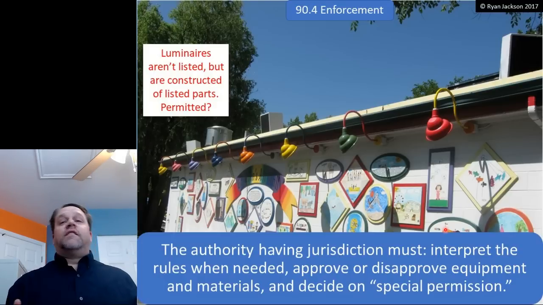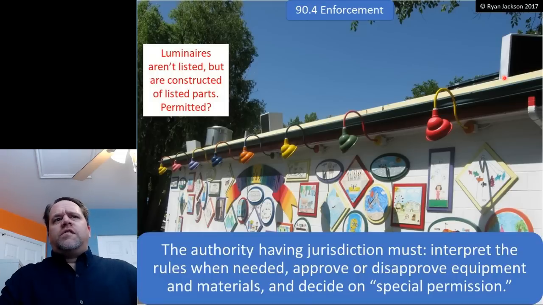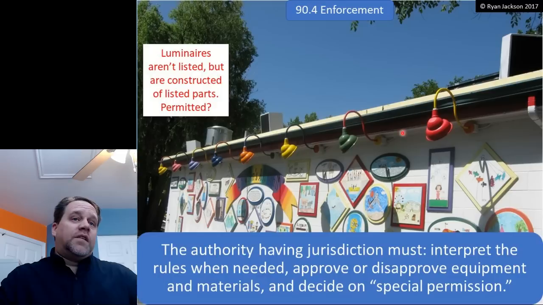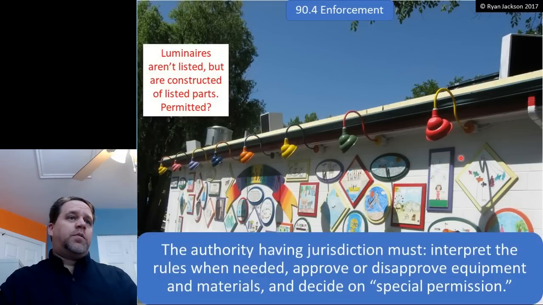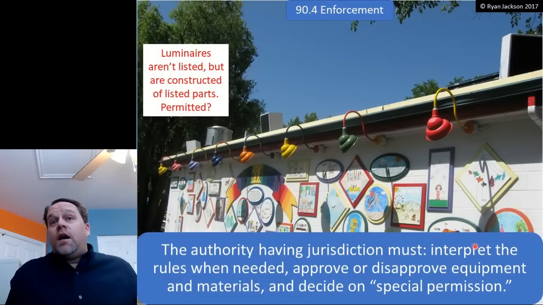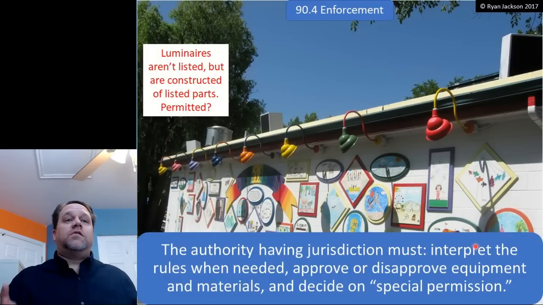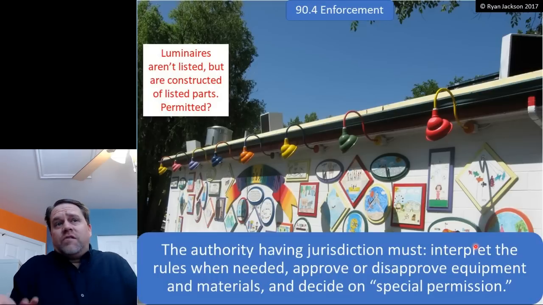410.6 says luminaires have to be listed. So could the inspector, could the AHJ still accept this and use special permission? Sure. They could use special permission and say, look, I know that that's not listed, but I'm comfortable with it. I'm going to use special permission and I'm going to approve it. Could the AHJ disapprove it? Sure. It doesn't comply. It's not listed. So if the AHJ does not want to approve it, they don't have to because it doesn't comply.